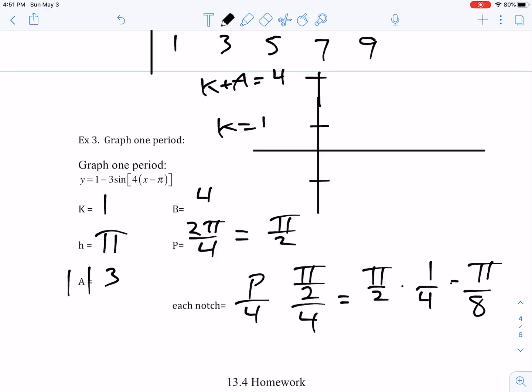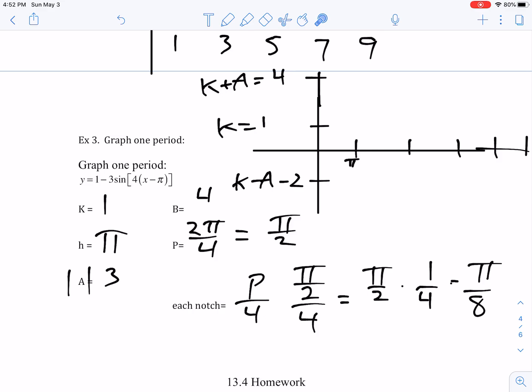K minus A equals negative 2, right? Because 1 minus 3. All right. What is H? H is pi. Boom, mark it, pi. And then I've got 1, 2, 3, 4 notches after H. Always. It doesn't matter what the scale is, just write it that way. 4 notches after H. Each notch is pi over 8.